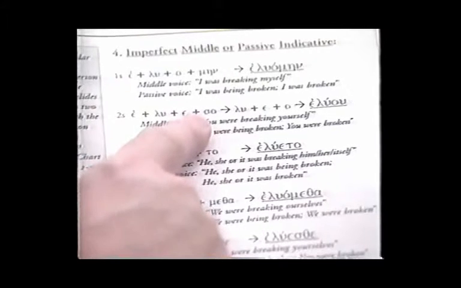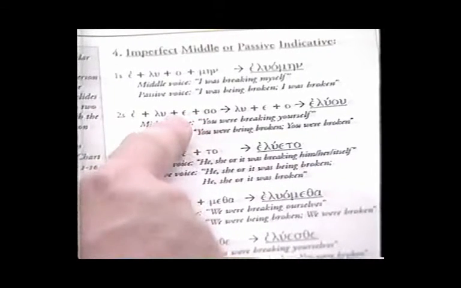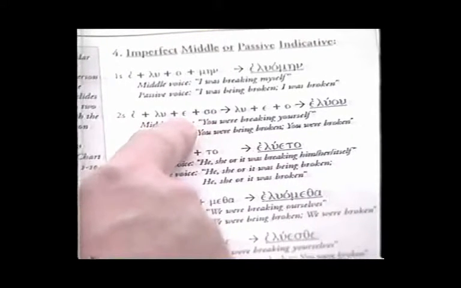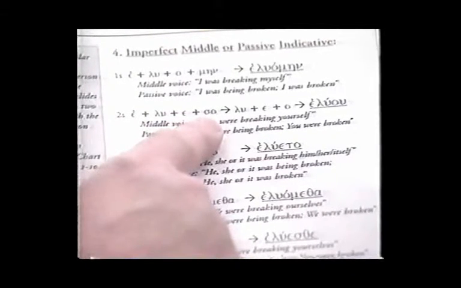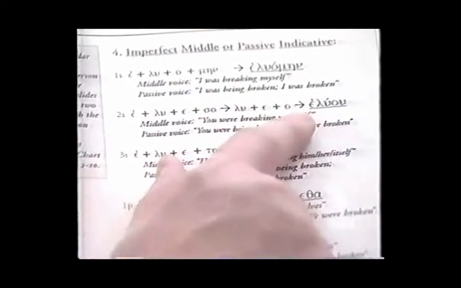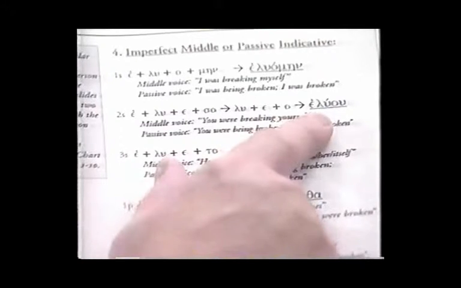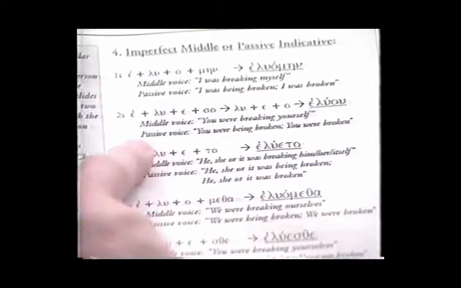If that sigma falls away, then you'll have the epsilon combining with the omicron. And if you look on page 110 in your grammar, you will see that when epsilon contracts with omicron, you get the resultant diphthong ou. So our final verb form here would be elou, elou. The passive voice translation would be, you were being broken, or you were broken.